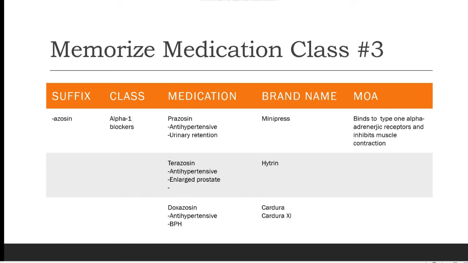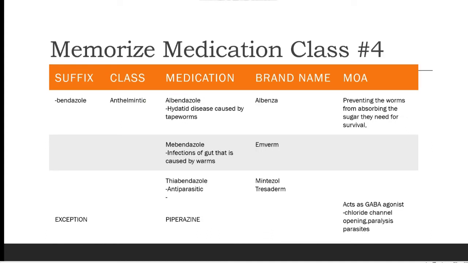The next class of medications are those that end with azosin. They are alpha-1 blockers. The three examples are prazosin, terazosin, and doxazosin. The brand name for prazosin is Minipress, for terazosin is Hytrin, and for doxazosin is Cardura. It has both immediate release and extended release dosing. These medications are antihypertensive drugs, and they are mostly used for urinary retention or enlarged prostate, or BPH.